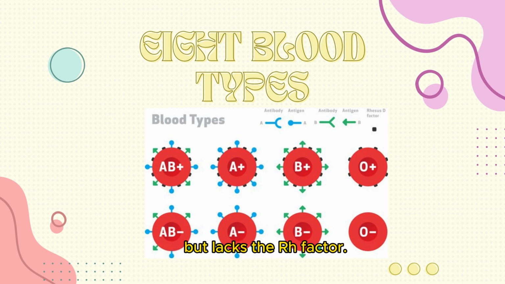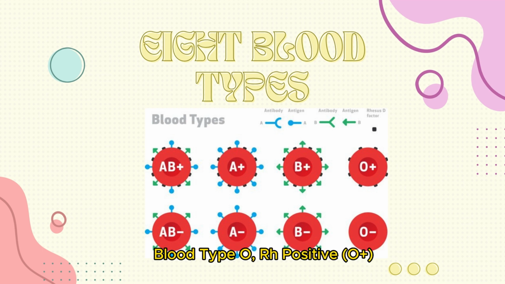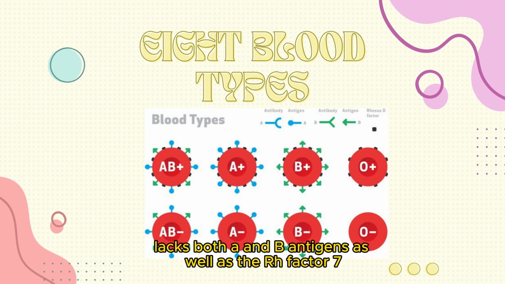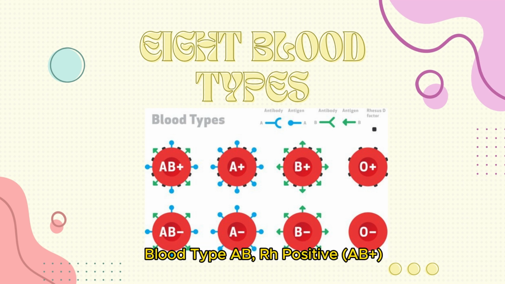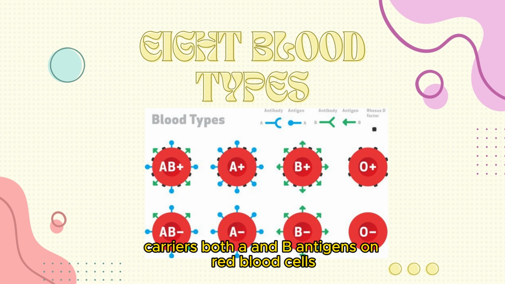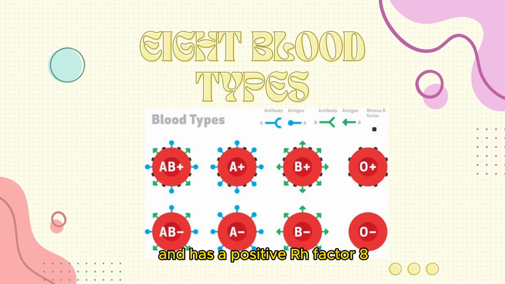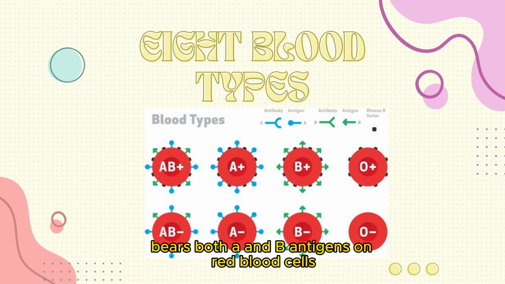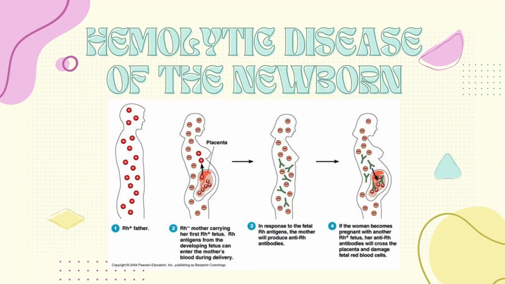5. Blood type O, rhesus positive or O positive, lacks both A and B antigens but has a positive rhesus factor. 6. Blood type O, rhesus negative or O negative, lacks both A and B antigens as well as the rhesus factor. 7. Blood type AB, rhesus positive or AB positive, carries both A and B antigens on red blood cells and has a positive rhesus factor. 8. Blood type AB, rhesus negative or AB negative, bears both A and B antigens on red blood cells but lacks the rhesus factor. Next, we're going to talk about hemolytic disease of the newborn.